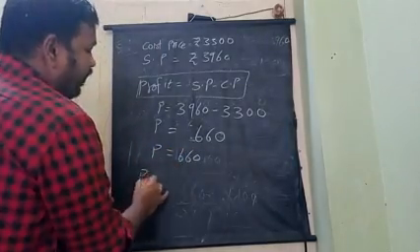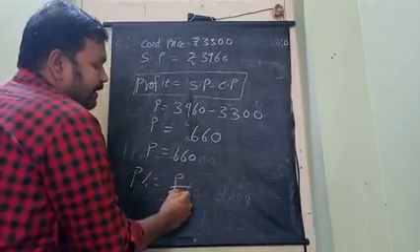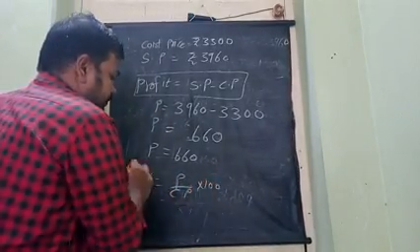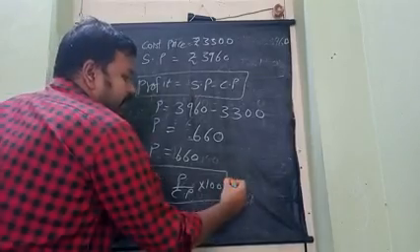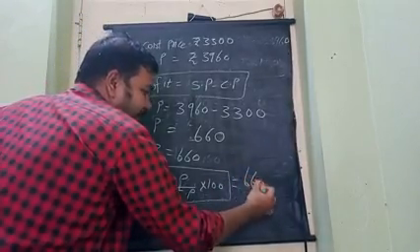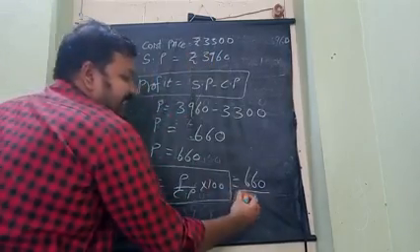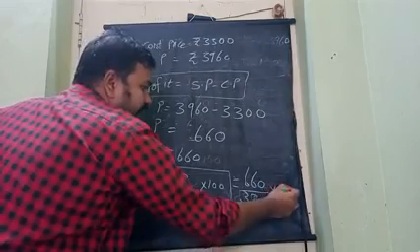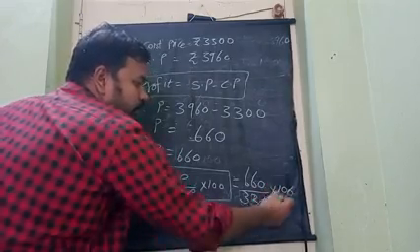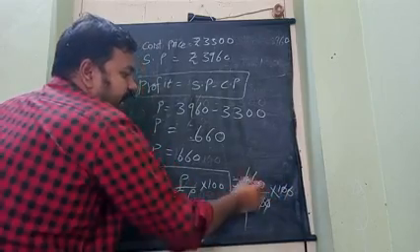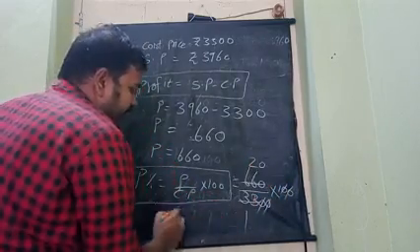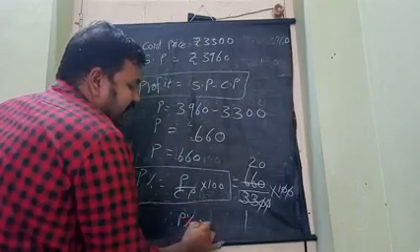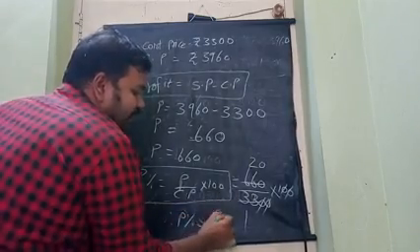We have to find the profit percentage, which is profit by CP into 100. Substituting in the formula, profit is 660, cost price is 3300, into 100. 33 table, 1 time, 2 times, so 20. Therefore profit percentage is 20%.